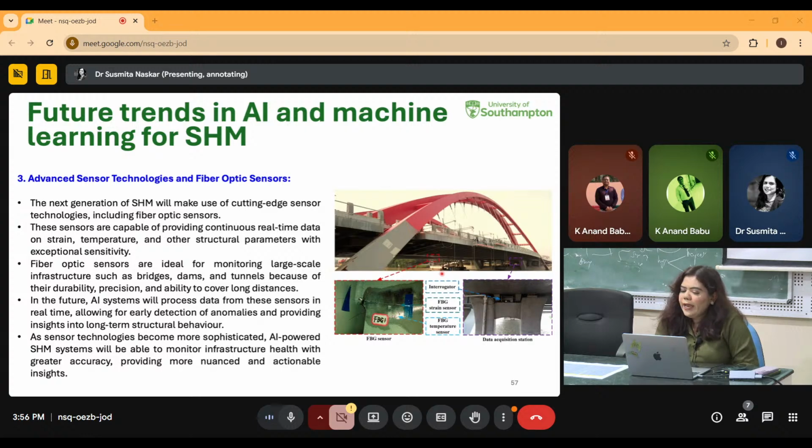So now if you look ahead, you can see that AI systems will process data from these systems in real time, and they will enable early detection of anomalies and give engineers valuable insights into long-term structural behavior. As these technologies mature with time, AI-powered SHM systems will achieve greater accuracy and provide more nuanced, more actionable insight into the health of the infrastructure as well. So that will again reduce the risk, improve the maintenance, extend the lifespan, and help the economy. Those things will automatically add on when this happens.